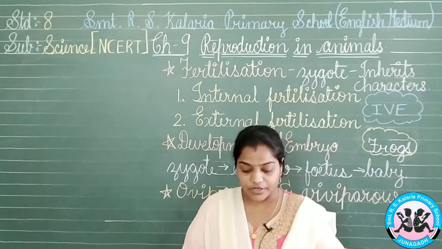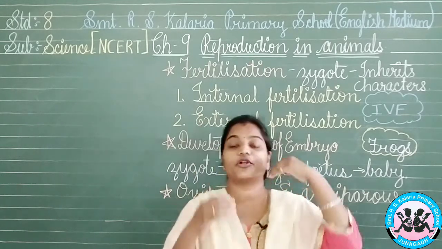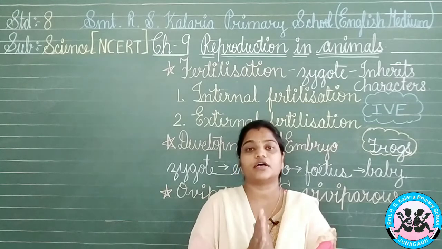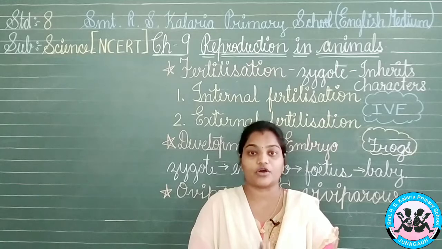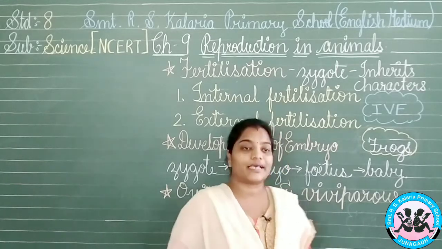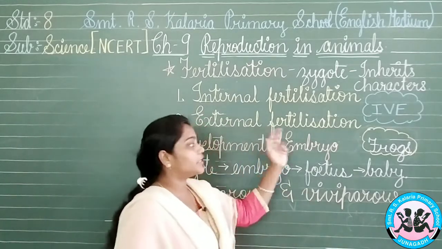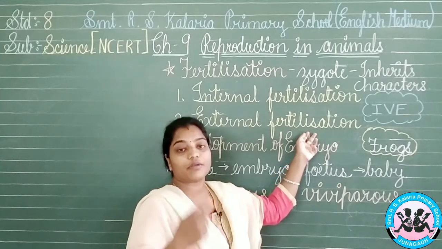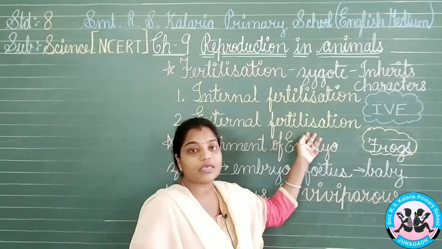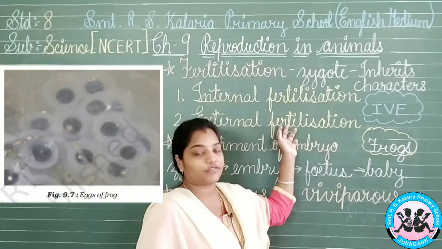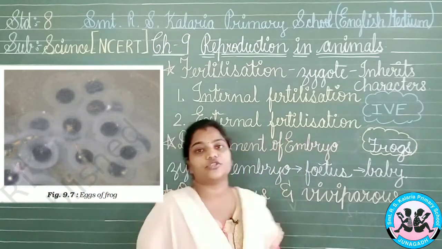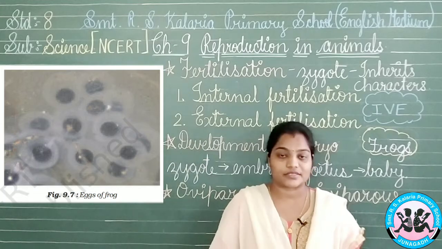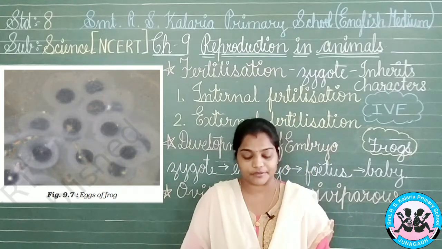Now, here we can say the fertilization of the egg is not inside the female body. So it is termed external fertilization, as the development of the baby is outside the body of the female. So it is termed external fertilization. You can see here the picture of the eggs. So many eggs are all together.